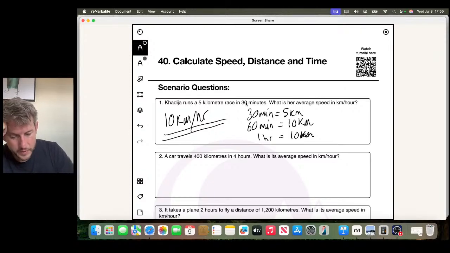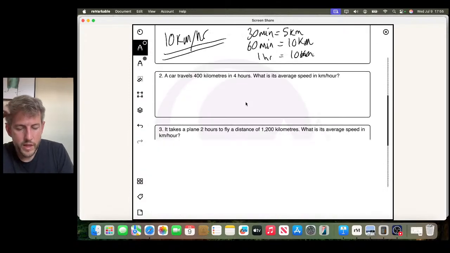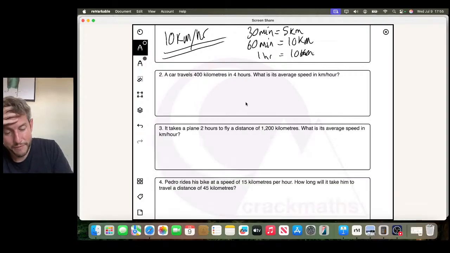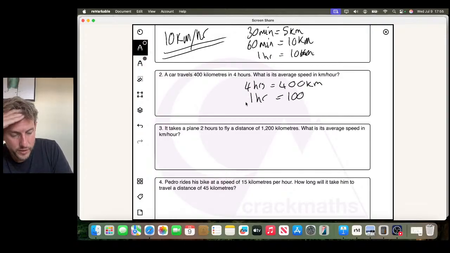Okay, here we go. Question 2. A car travels 400 kilometers in 4 hours. What is the average speed in kilometers per hour? So 4 hours equals 400 kilometers. If we divide this by 4, we get 1 hour. If we divide this by 4, we get 100 km. So it's going 100 kilometers per hour.